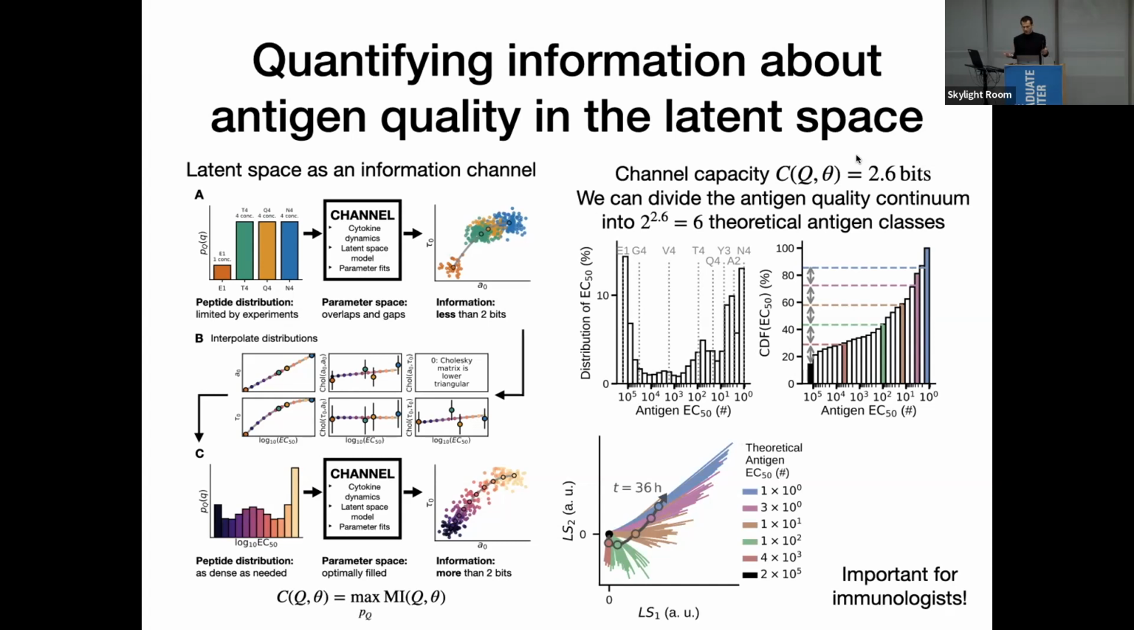And if we had tried even more perturbations, maybe there's even more information we can put in that latent space. What this means is that T cells have a finer discrimination power between antigens than just a binary decision. And we think this will be important for immunologists.